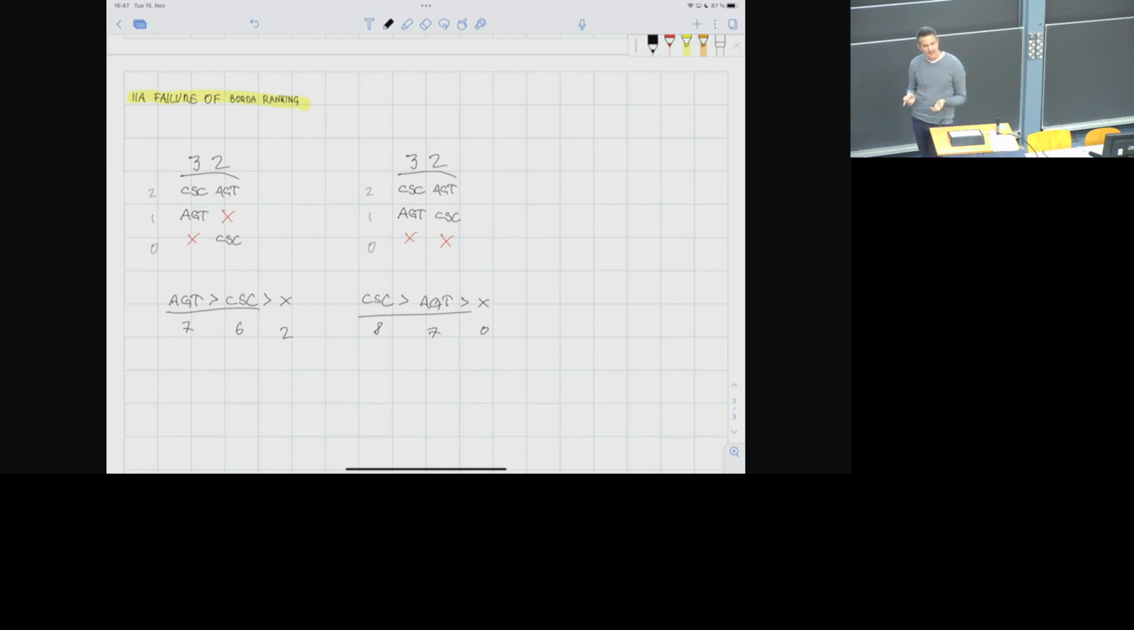So it shouldn't matter how badly this other teacher screws up course X. That shouldn't influence the relative ranking of CSC and AGT. And that is exactly what happened here. So this function, which is sometimes used, has at least this drawback of violating independence of irrelevant alternatives.